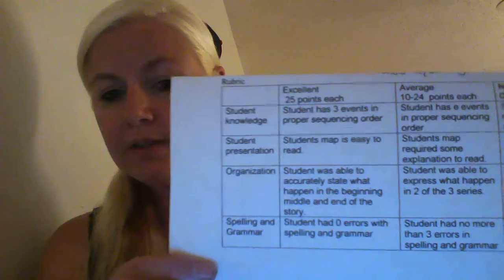The rubric for this activity has 4 criteria. The first is student knowledge. The student knowledge is, okay, did the student have 3 events that happened? And did they put them in proper sequencing order? You don't want the student to say, okay, well, at the end of the day, he said he doesn't like lima beans, but that's his very first one. He doesn't like lima beans, or, he didn't like his shoes, and that was the first event that happened. And the student needs some reteach on that, and that's their knowledge.